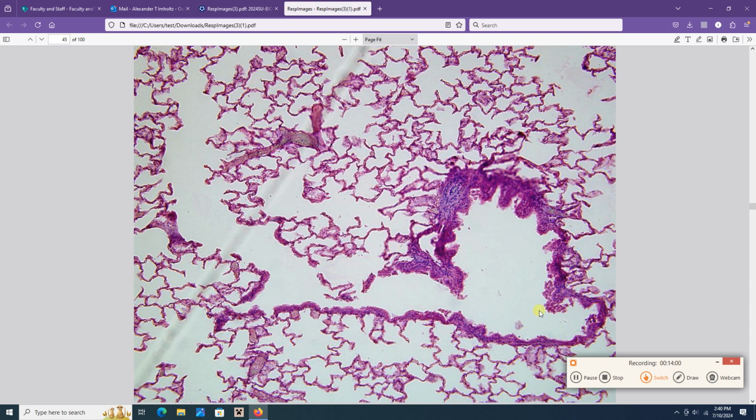Here I have a bronchiole right here. This is a terminal bronchiole over here. And then it's becoming a respiratory bronchiole and then becoming an alveolar duct. Look at those alveoli right there. And eventually that duct would end in a sac.